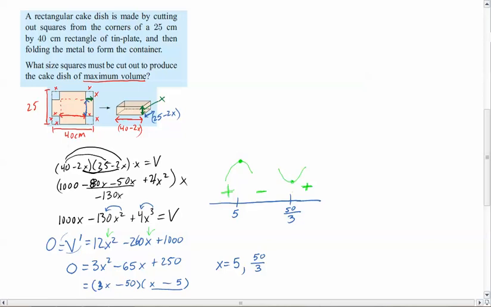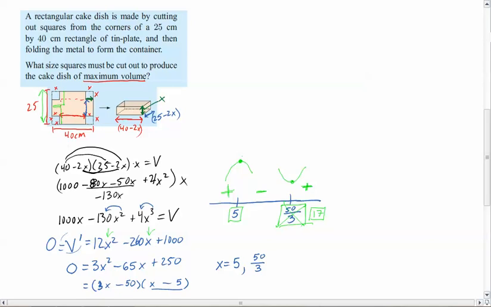All right, now the other problem with this one right here is the fact that 50 over 3 is approximately 17. Now, that, remember, is x. That's the size of the square you're cutting out of the side. This side is only 25 long. You can't cut out 17 here and another 17 on the other side, because that adds up to 34. You only got 25 to work with. So that one actually won't work at all. It's got to be the 5. And a good thing that it's a maximum.